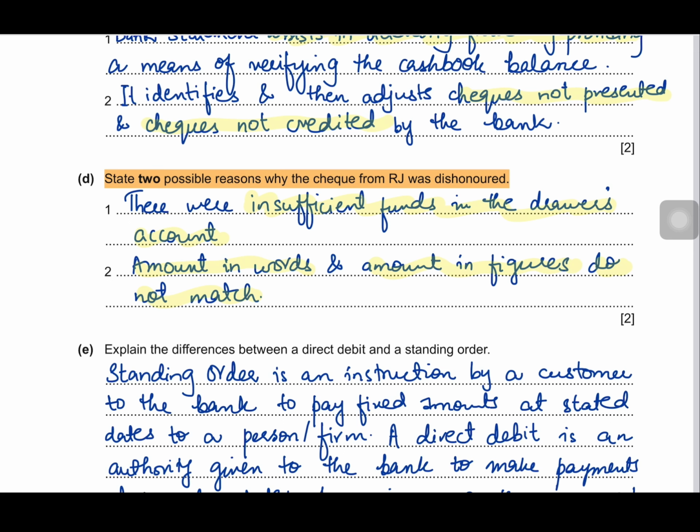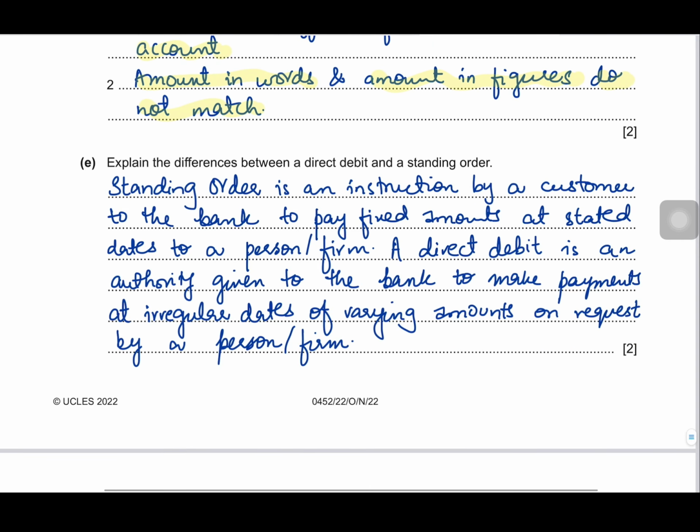The dates were not correct. The signature wasn't authentic. Okay, so these reasons could also be written. Then the next is explain the difference between standing order and direct debit.